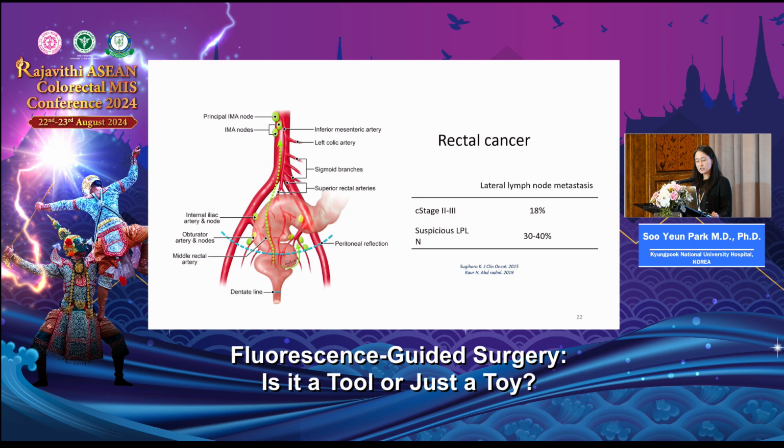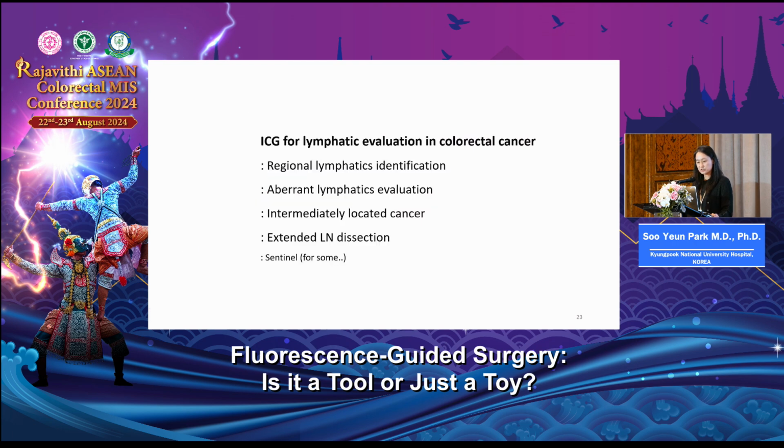Also for rectal cancer, the main vessel is the IMA, but some patients have sigmoid lymph node metastasis, or for low rectal cancer, lateral lymph node dissection cannot be skipped. So we have to make an exact, accurate decision during the lymph node dissection.